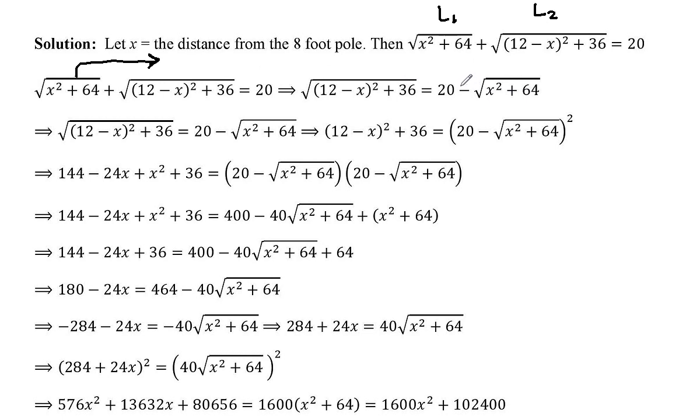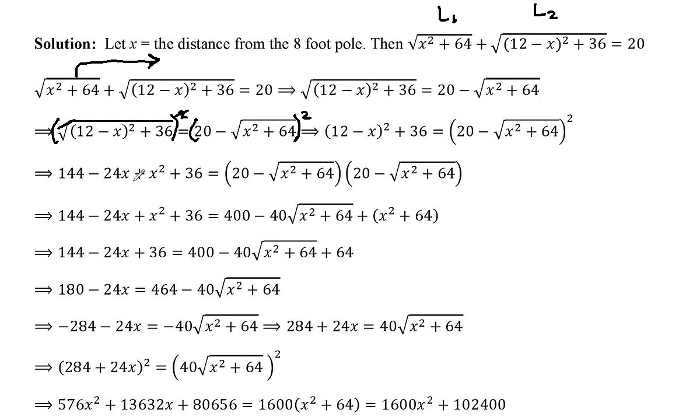I went ahead down here, moved this down here, and then took this and moved it down here. So then square the left-hand side, and that's got to equal the square of the right-hand side. On the left-hand side, the square and the square root just cancel each other. So you just have what's inside, 12 minus x squared plus 36, and then this squared over on the right.